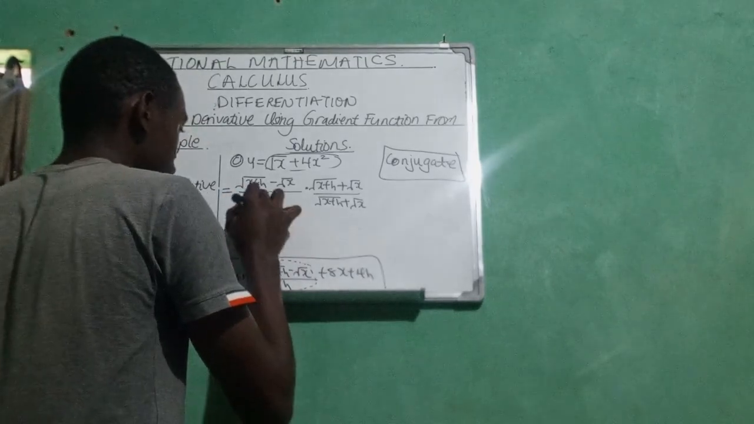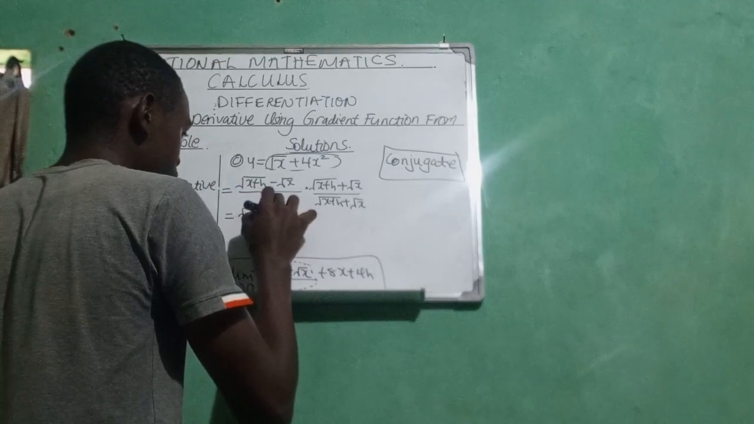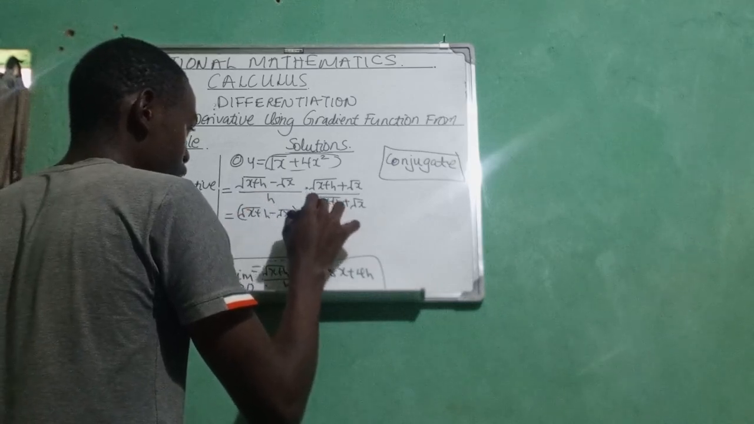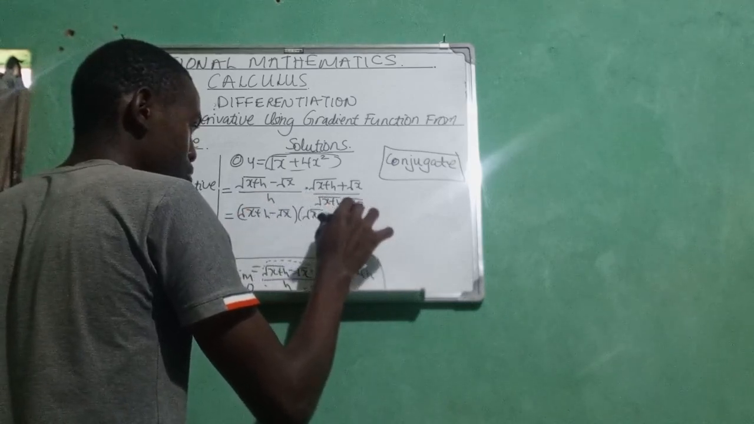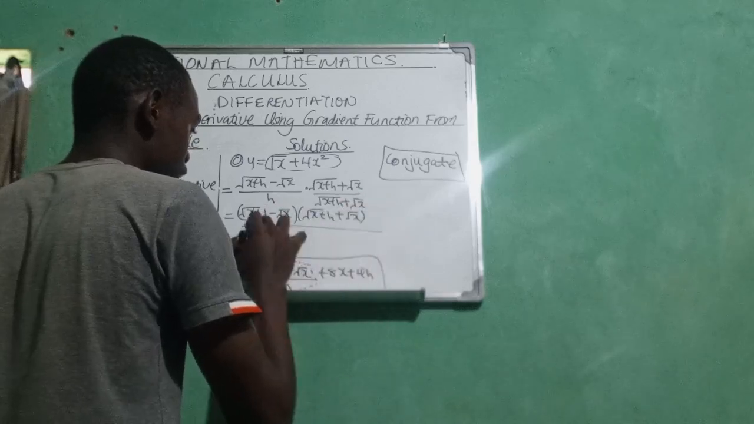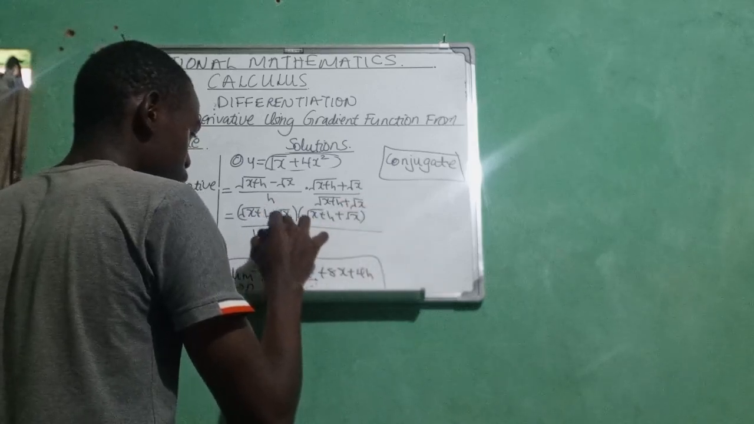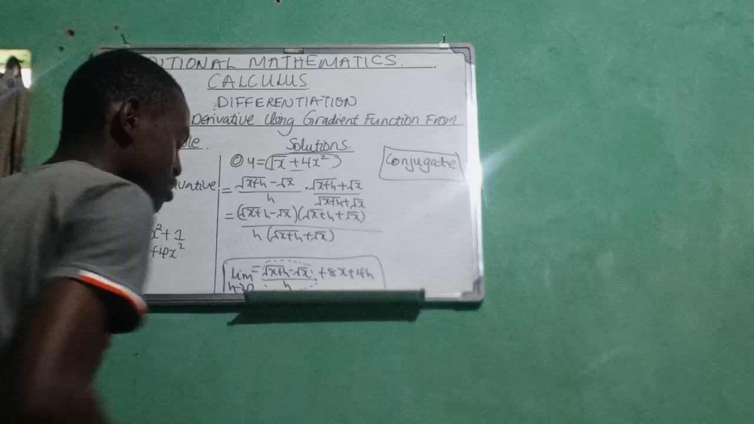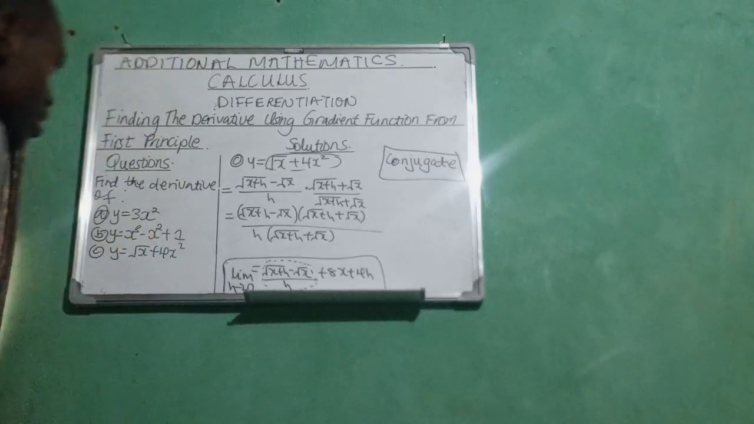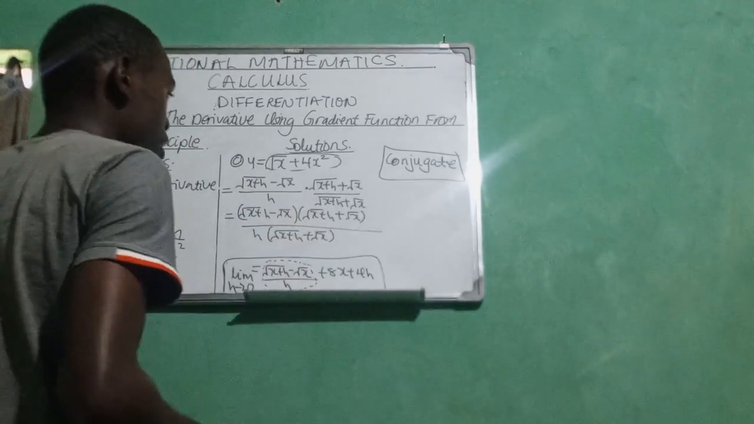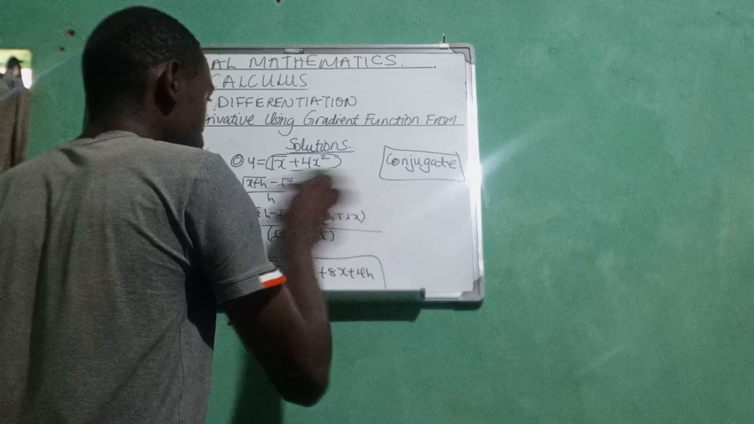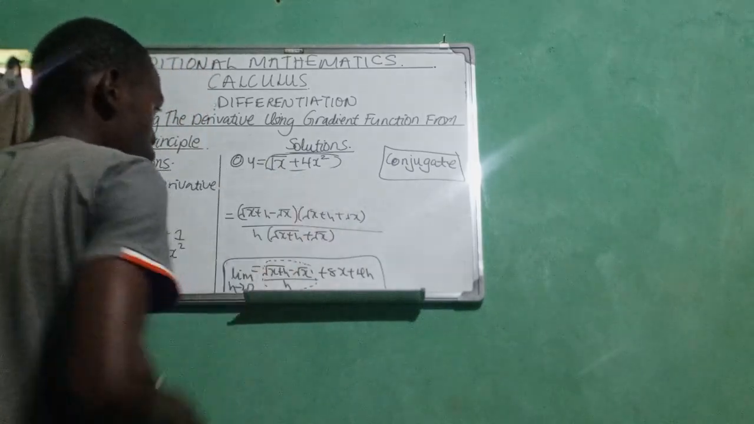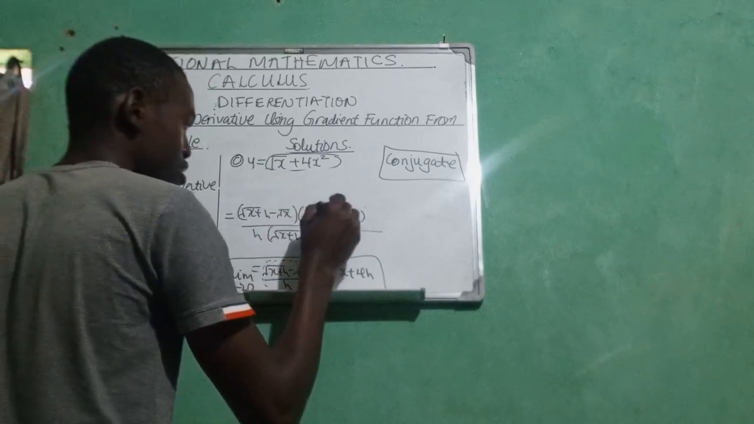So it would be equal to square root of x plus h minus square root of x. You multiply by square root of x plus h plus square root of x. You divide by h multiplied by square root of x plus h plus square root of x, like that. Then at this stage we can simplify. Let's erase the top to create more space. We can simplify at this stage.